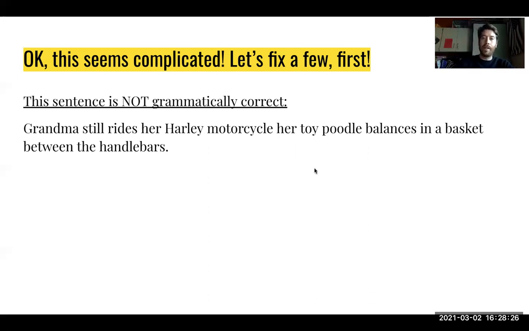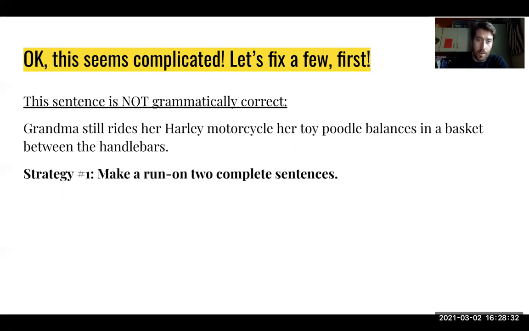They have to add something or do something to fix that. So let's talk about 4 different solutions to this problem. Solution 1, or strategy 1. You can make a run-on sentence into 2 complete sentences.